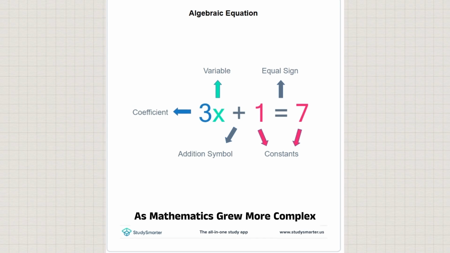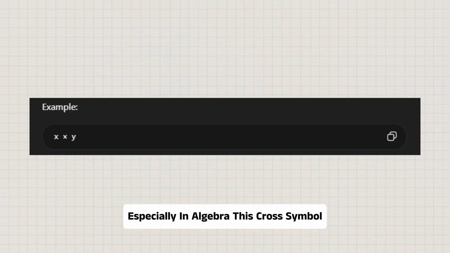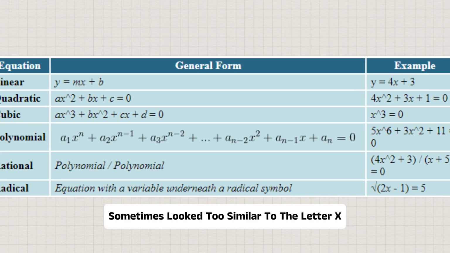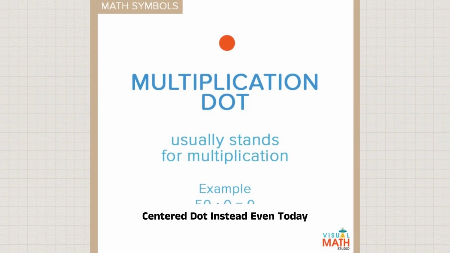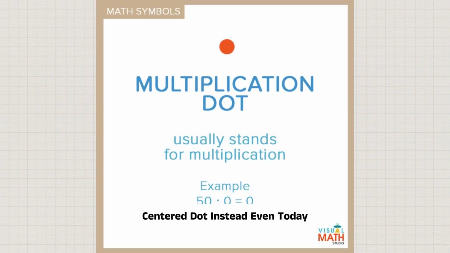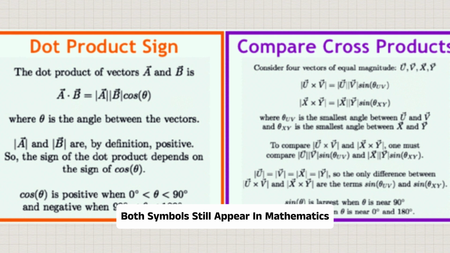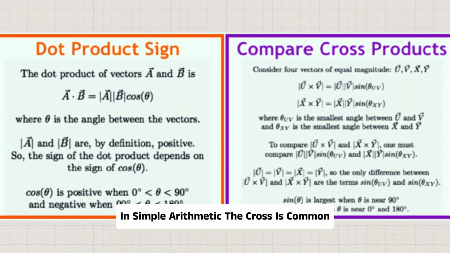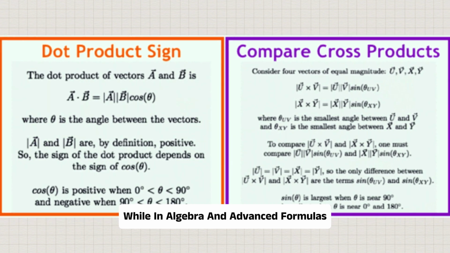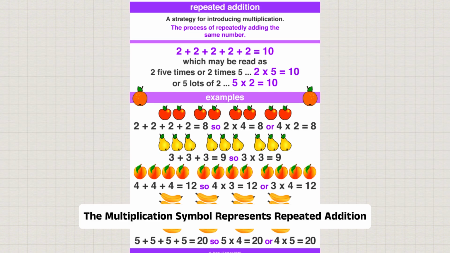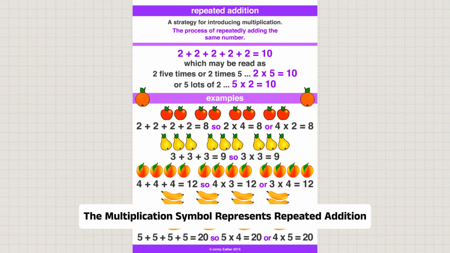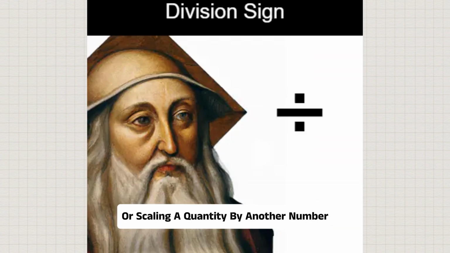However, as mathematics grew more complex, especially in algebra, this cross symbol sometimes looked too similar to the letter X. Because of that confusion, mathematicians later began using a small centered dot instead. Even today, both symbols still appear in mathematics. In simple arithmetic, the cross is common, while in algebra and advanced formulas, the dot is often preferred. In modern usage, the multiplication symbol represents repeated addition or scaling a quantity by another number.